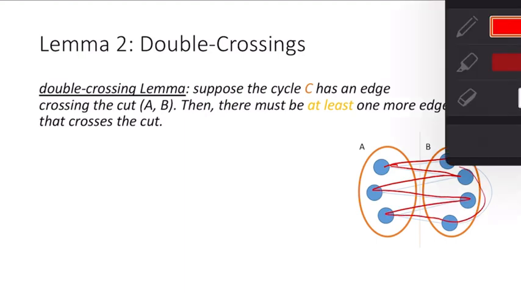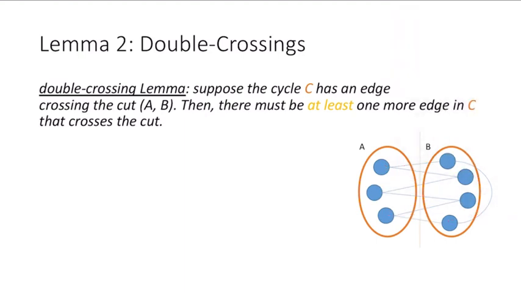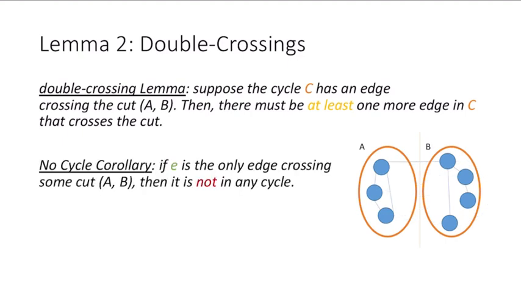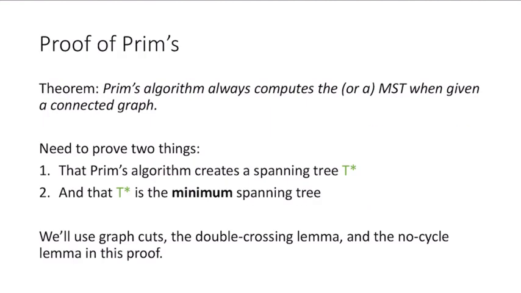All this is telling us is that there's guaranteed to be at least one more edge in a cycle that crosses the cut. A corollary to this is that if e is the only edge crossing some cut, then it cannot belong to any cycle. All right, so all these graph properties are going to help us do our proof of Prim's.